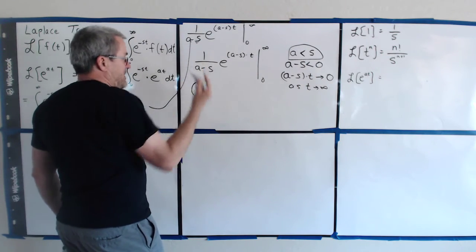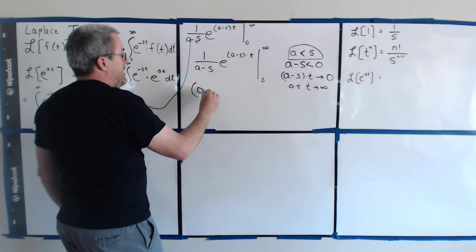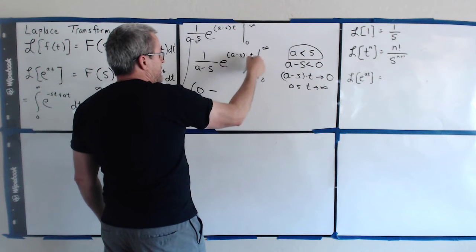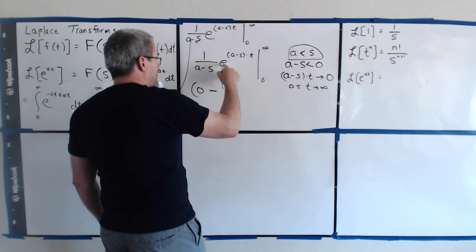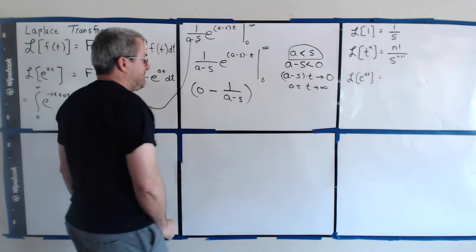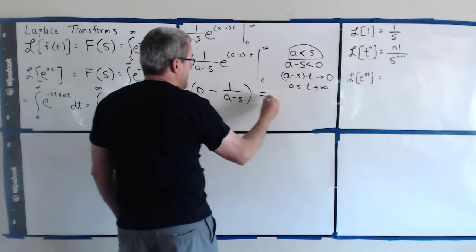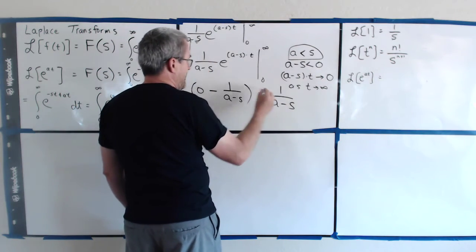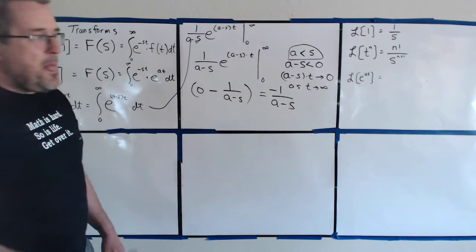Now 0 times 1 over a minus s is still 0. Minus, plug in a 0. If you plug in a 0 for t, a minus s times 0, e to the 0 is 1. We just get 1 over a minus s. So this integral turns out to just be negative 1 over a minus s. Ooh, negative. Now, that's fine.